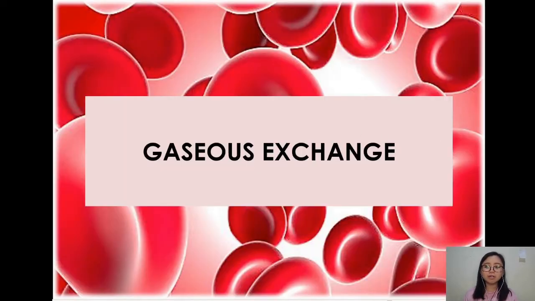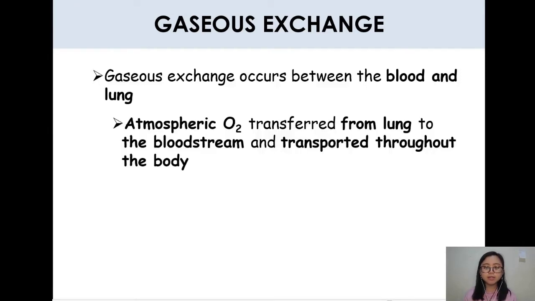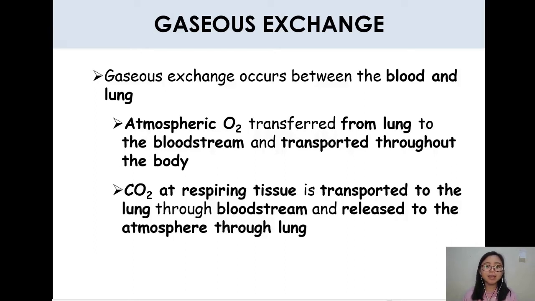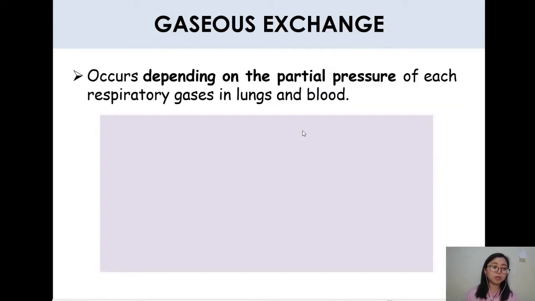Next, we will talk about gaseous exchange. So gaseous exchange, as you already know, it occurs between the blood and the lungs. It is when atmospheric oxygen transfers from the lungs to the bloodstream and then is transported throughout the body. The carbon dioxide at respiring tissue is transported to the lung through the bloodstream and then released to the atmosphere through the lung. And this is a diagram showing that, but this is something that you are quite familiar with already.